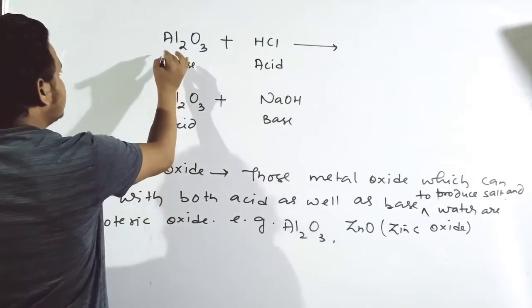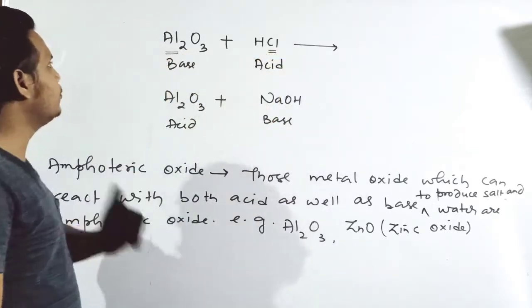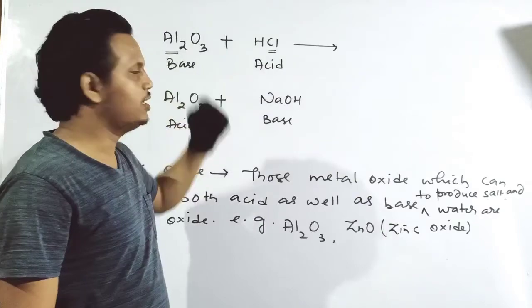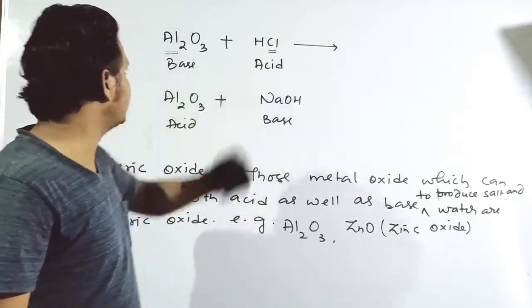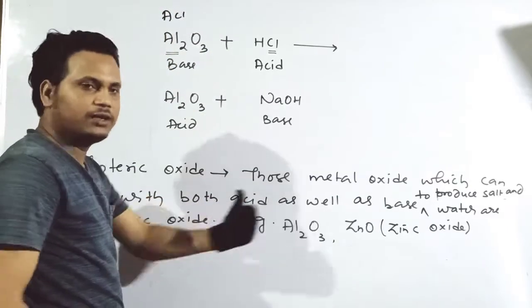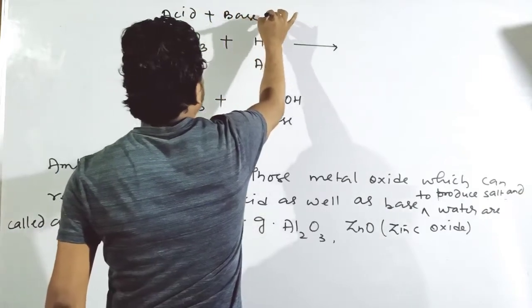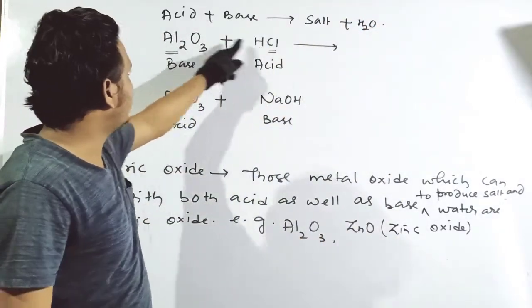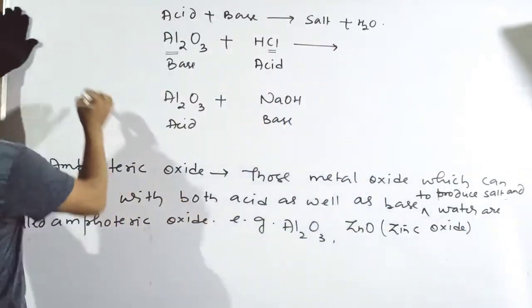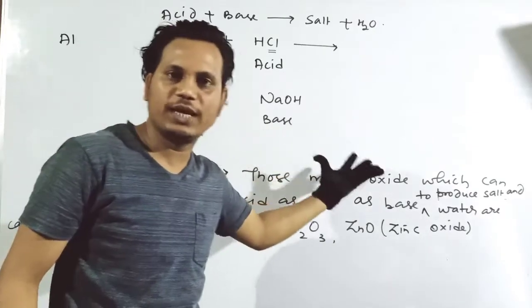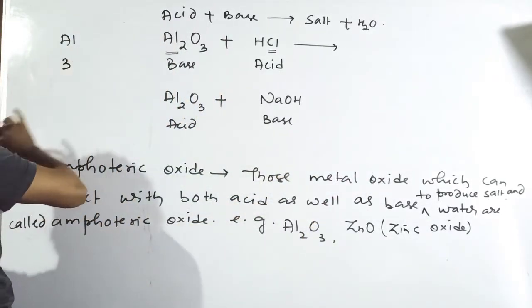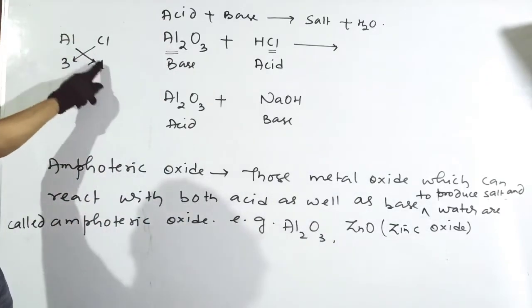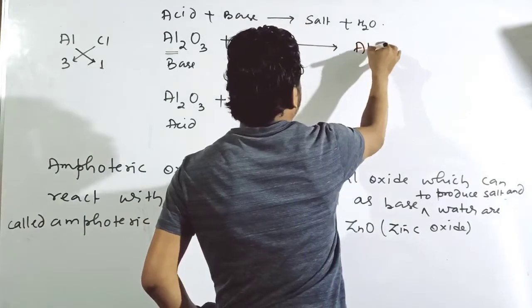Now what will be the salt? The salt will form by the elements aluminium and chlorine, and water will be there, made of hydrogen and oxygen. We know that acid plus base gives salt and water. So what will be the formula? What was the valency of aluminium? Valency of aluminium is 3. Chlorine has the valency 1. What is the formula of the salt? Aluminium 1 time, chlorine 3 times.